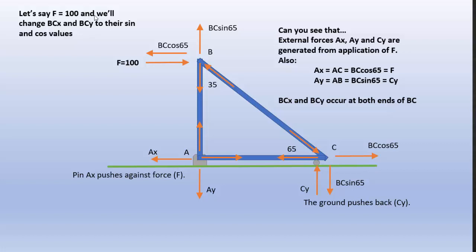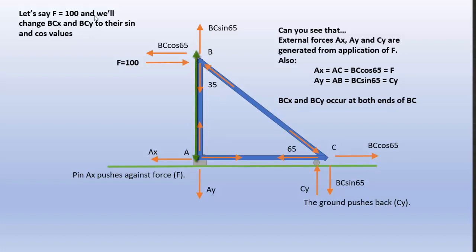Why did we use the cosine for BCX? Because I needed the horizontal force. And in this sense, the cosine of 65 is the adjacent over the hypotenuse, and the adjacent is the horizontal force. So that's why I use BC cosine.